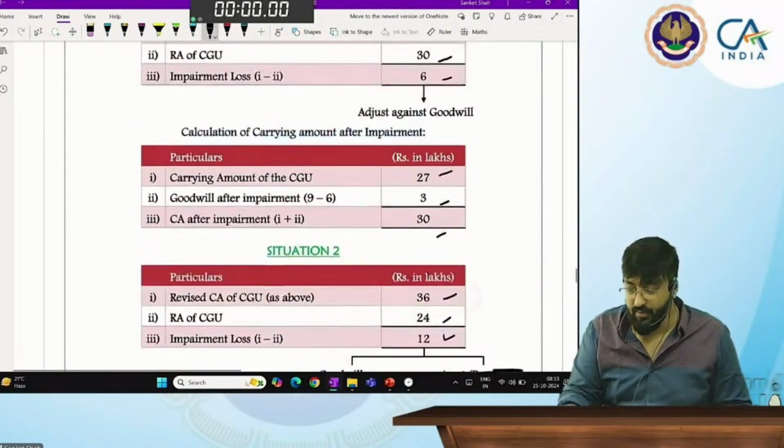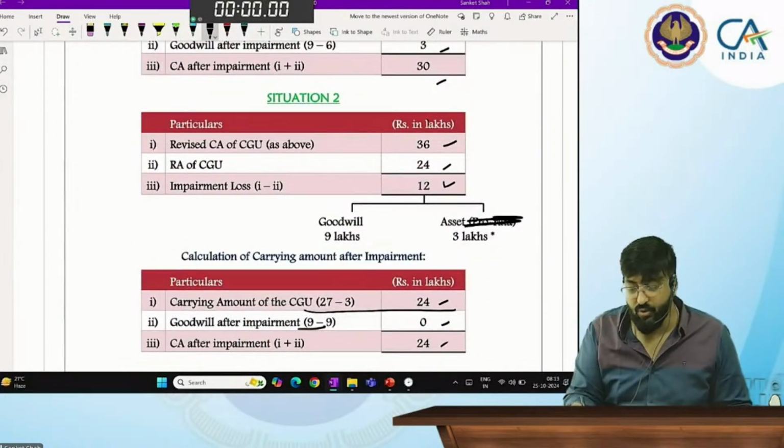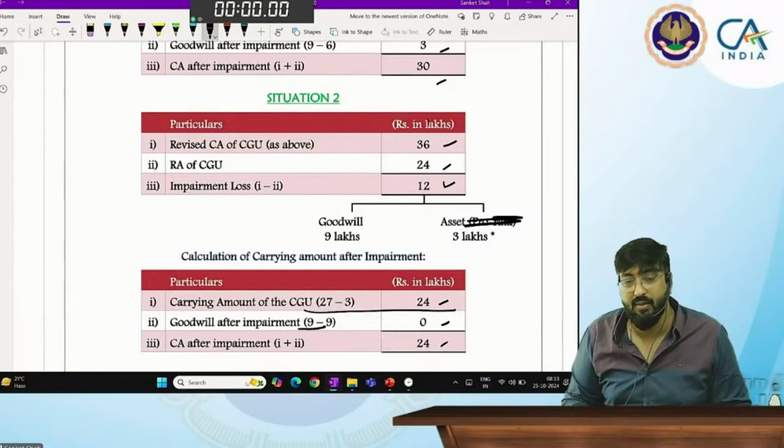Okay, sir. 27 is my asset value, carrying amount, and 9 rupees is the goodwill amount. So that is my 36 balance, correct? Okay, fine. Goodwill will be deducted 9, and 27 minus 3. Okay, sir. Thank you, sir.